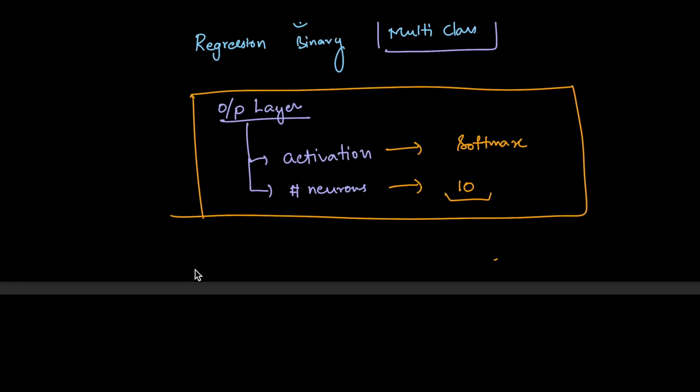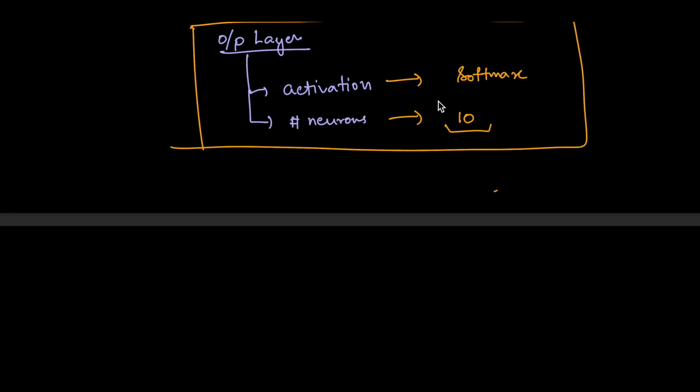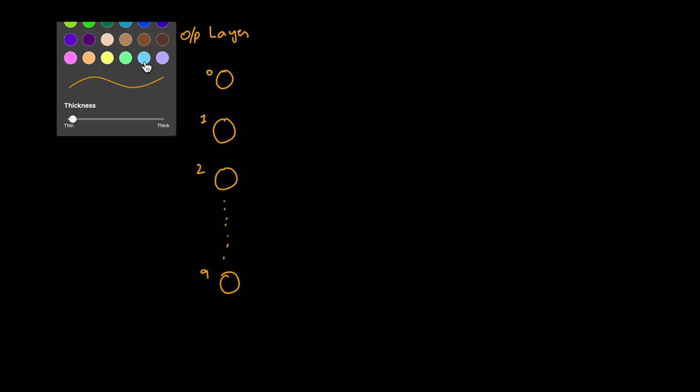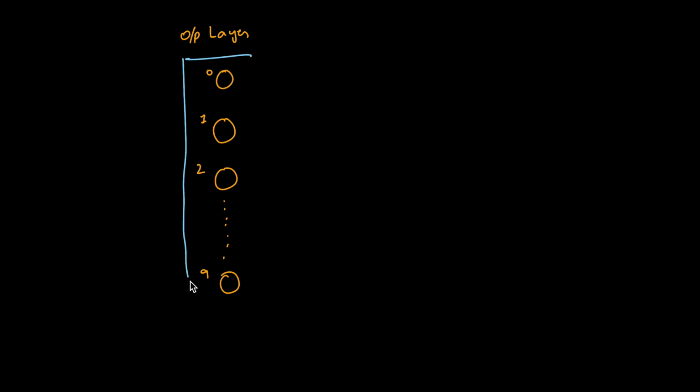Now as I said, in the output layer, the activation function will be softmax and the number of neurons will be 10. Now let's see the output layer. The output layer might look something like this. This neuron might be for class 0, this neuron might be for class 1, and this neuron might be for class 2. Like that, for each class, we'll have one specific neuron till class 9. This is our output layer, and on this output layer the activation function that we'll be using is softmax.